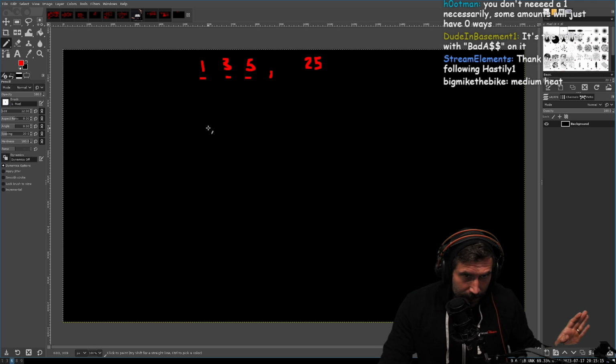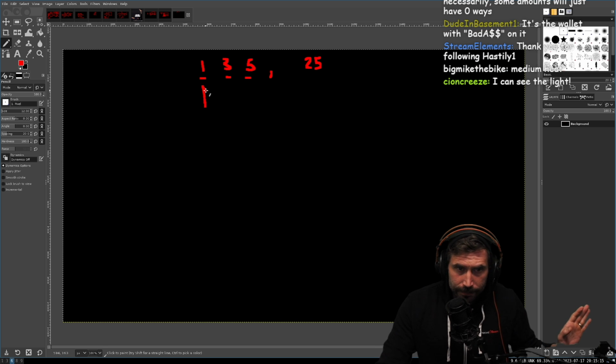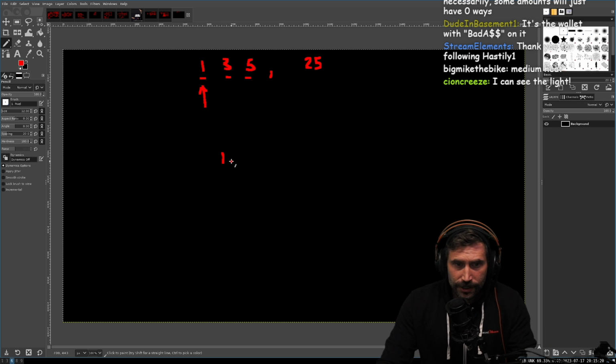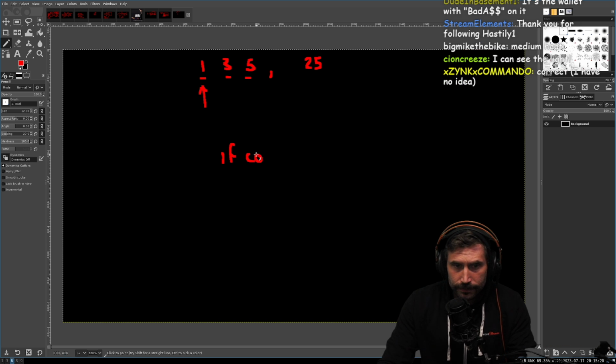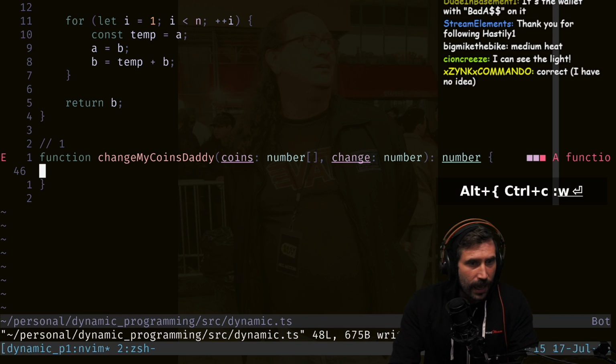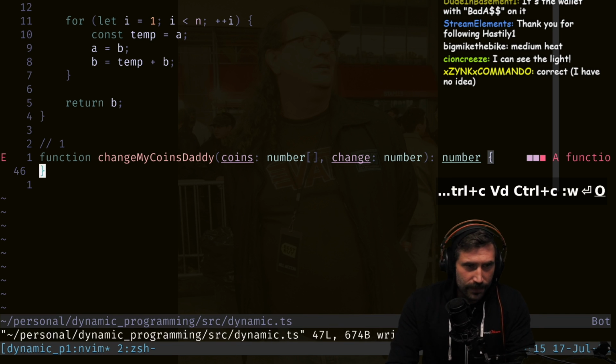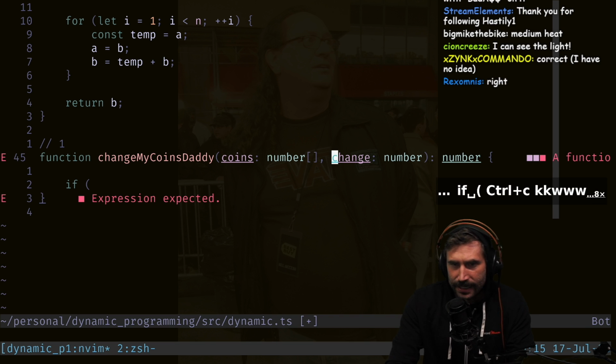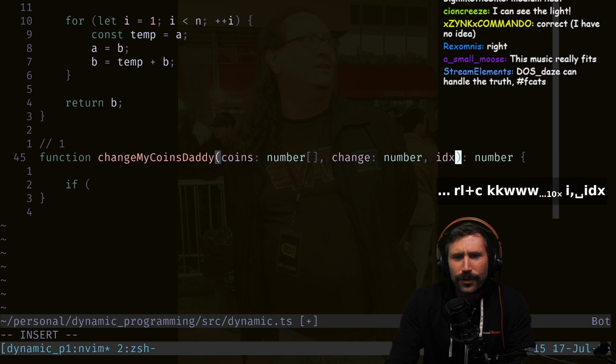And this is how I'm thinking about it. If you're a 1, you simply return a 1. Okay, so if coin, okay, hold on. So something like this. I feel like I need an index. Let's just throw an index in here.